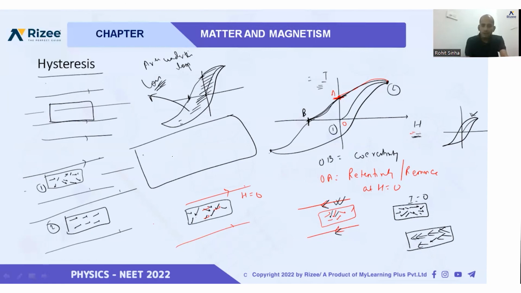Now let us see what is happening for a permanent magnet. For a permanent magnet, what we need? We need that OA, the retentivity, should be high and the coercivity should be high. For an electromagnet, we need that OA should be less and OB should be less. That is, retentivity should be less and coercivity should be less.